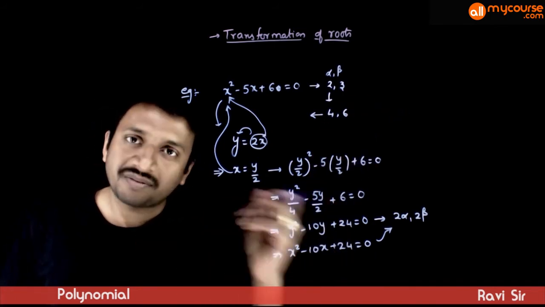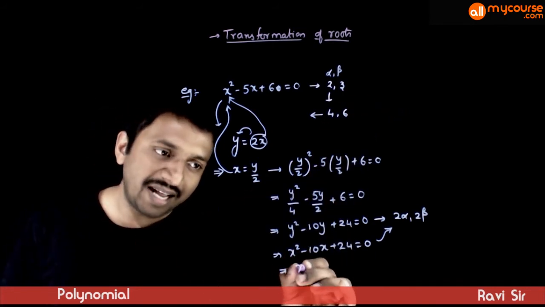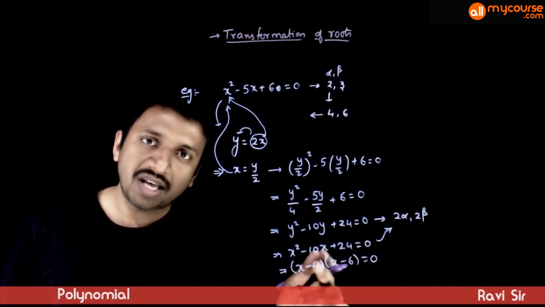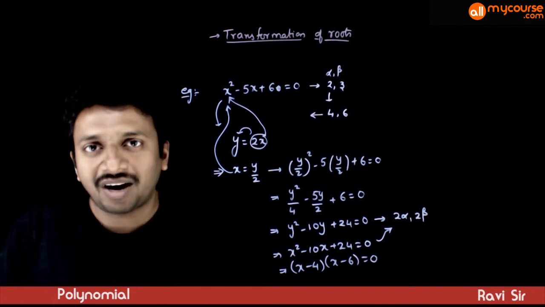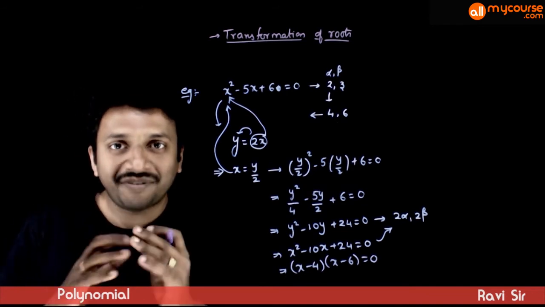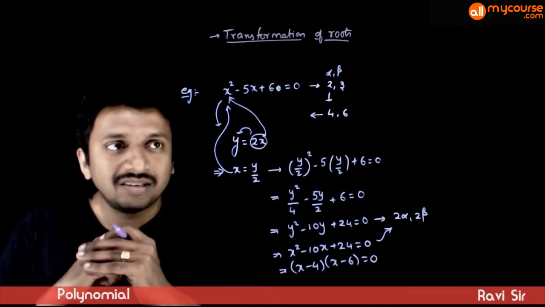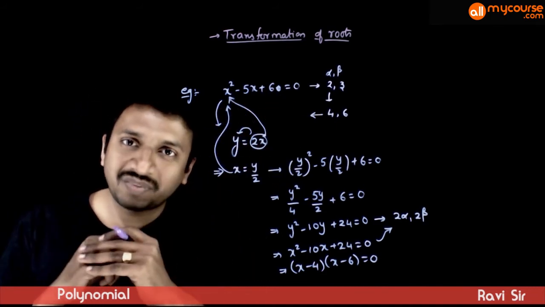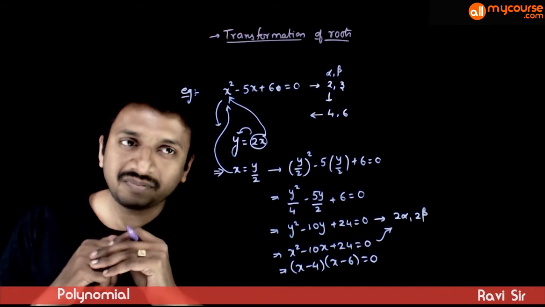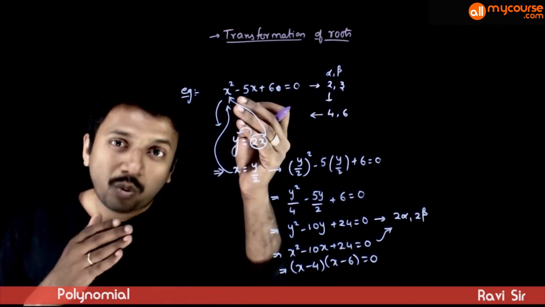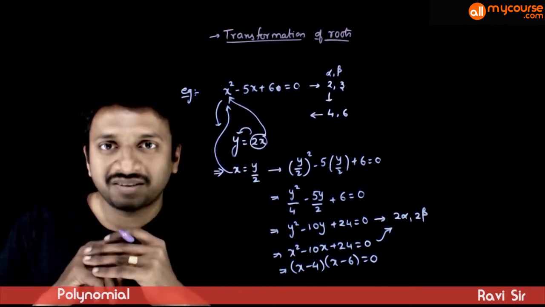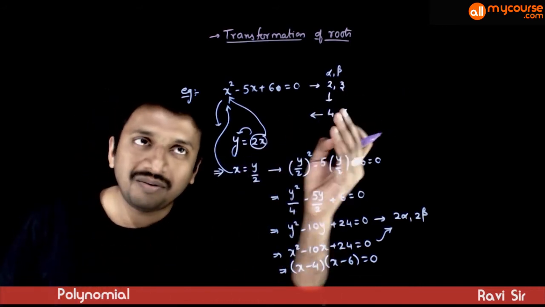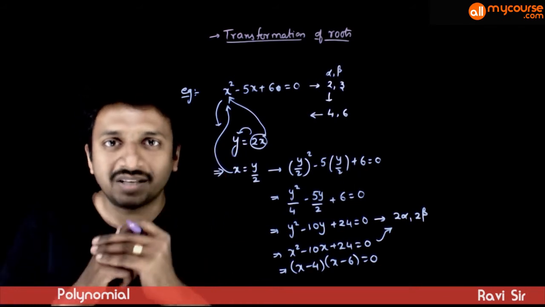You can check for yourself. So this is nothing but x minus 4 times x minus 6, right? So the roots are 4 and 6, which you're asked to find. So effectively, what have you done? If you want an equation whose roots are 2 times the roots of the original equation, you just need to put y by 2 in the place of x. That is the reverse of that. If you want the roots to be double, you have to put y by 2 in the place of x.